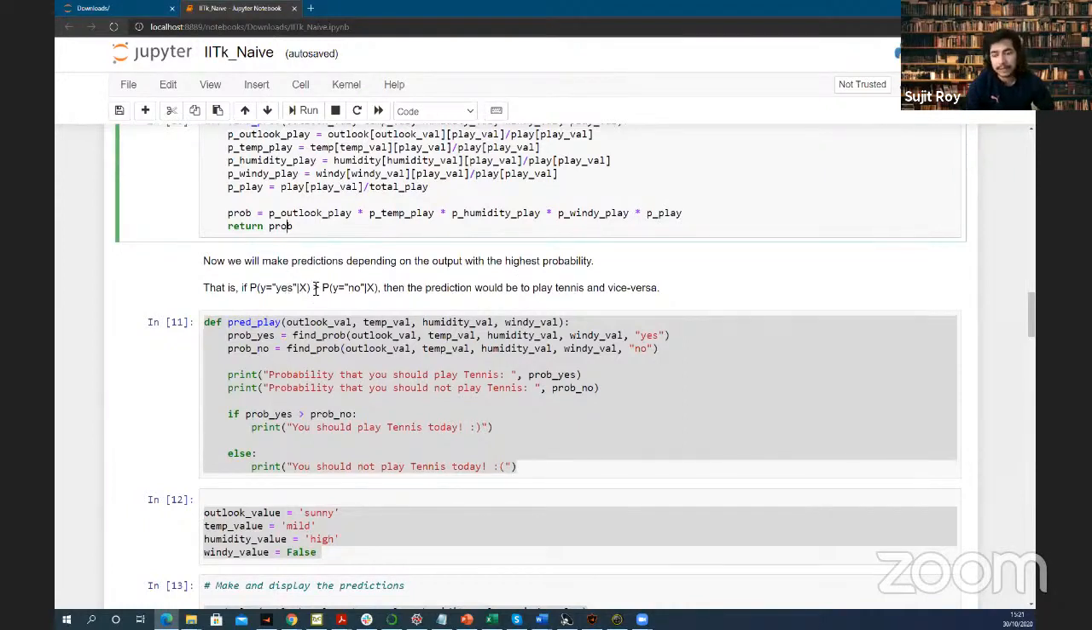Now we'll make a prediction depending on the output with the highest probability. That is, if the probability of yes is higher than no, then we'll go out to play. If it is no, then we'll not go out to play.